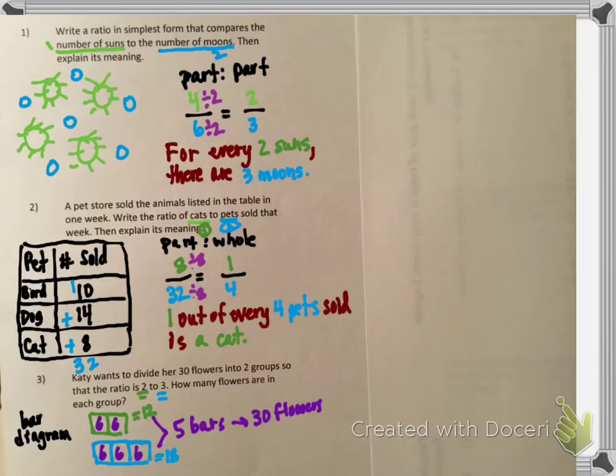Okay? So what we can say is there are 12 flowers in one group, and 18 flowers in the other group.